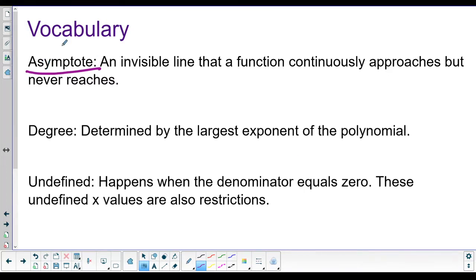An asymptote is an invisible line that the function continuously approaches. This means it gets closer and closer and closer and closer, but never quite gets there.